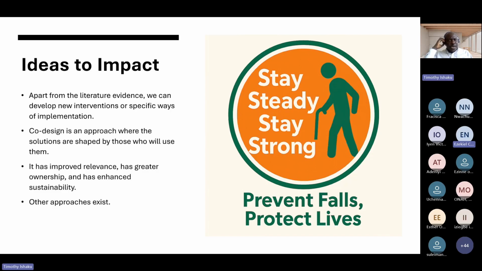But beyond the literature review, sometimes we can develop new interventions. Apart from the information you will find online, sometimes you can develop a new intervention or specific ways to implement an intervention. So there are two things. You can decide that there is no appropriate intervention that works for you, and you go ahead to come up with an appropriate intervention, or you can decide that, oh, this is a beautiful, nice guideline. However, implementation might be a problem. So you need to look at how you can implement it within your local context.